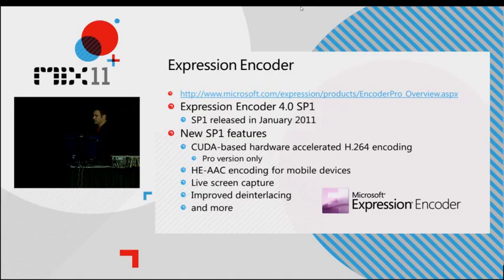Another feature in the last Expression Encoder service pack is HE-AAC audio support. That's for encoding to mobile devices. Both Windows Phone 7 and the iPhone support HE-AAC decoding. It's really just a more efficient way of coding your audio so that you can use lower bit rates such as 64K, 48K, or 32K to deliver much higher fidelity audio than you can with just regular AAC.